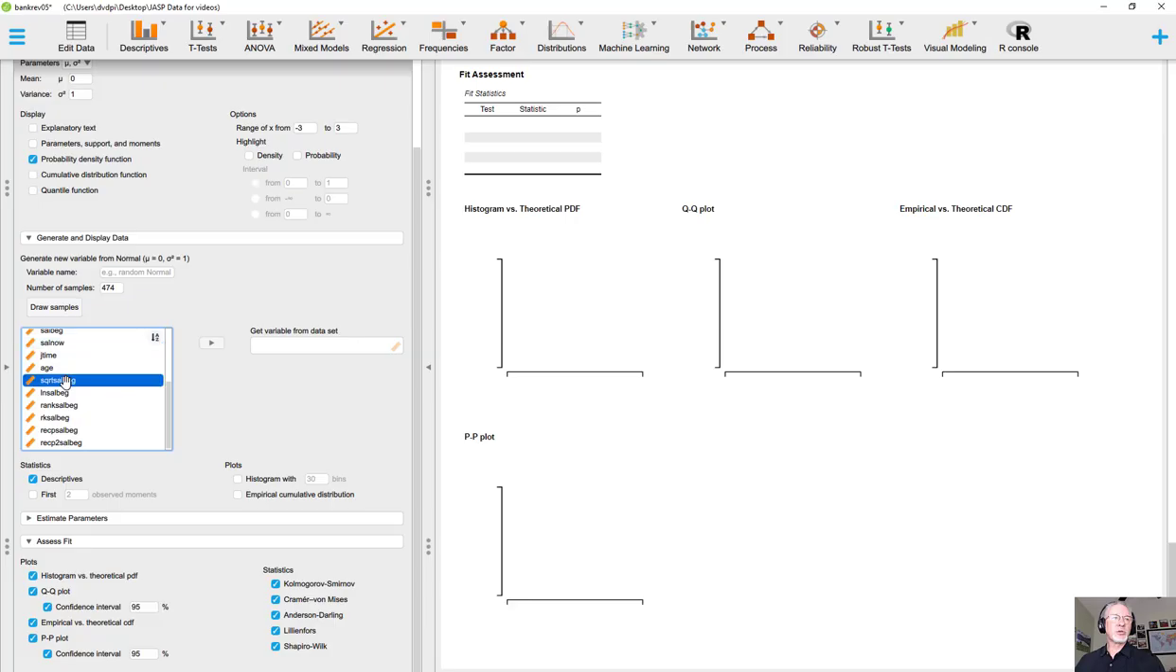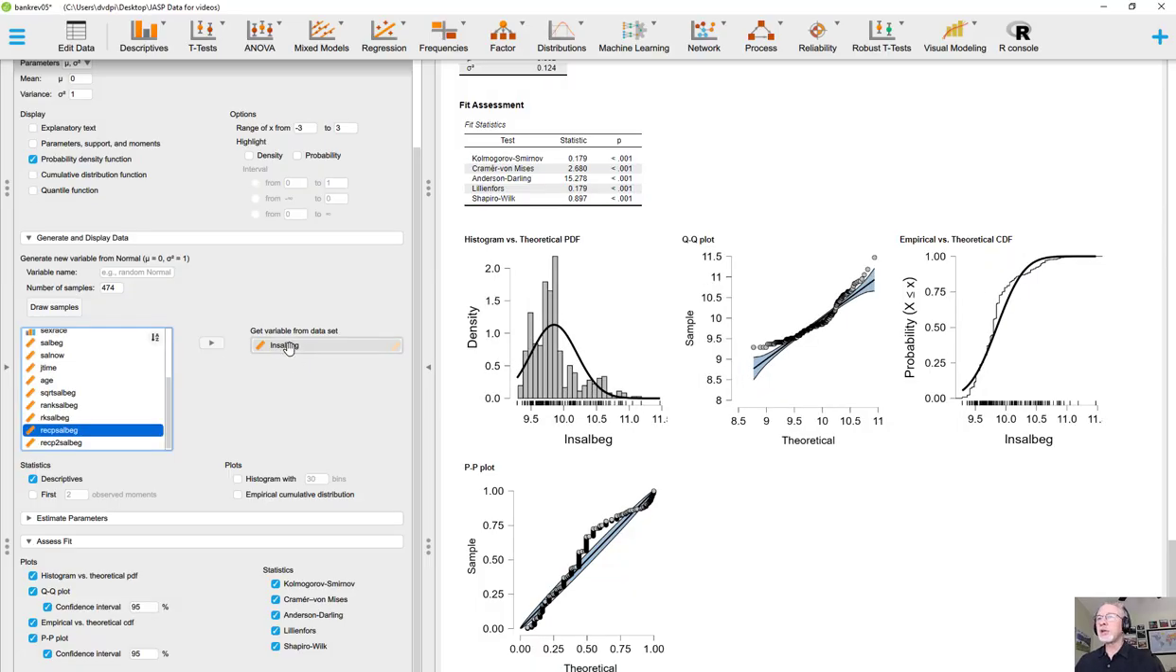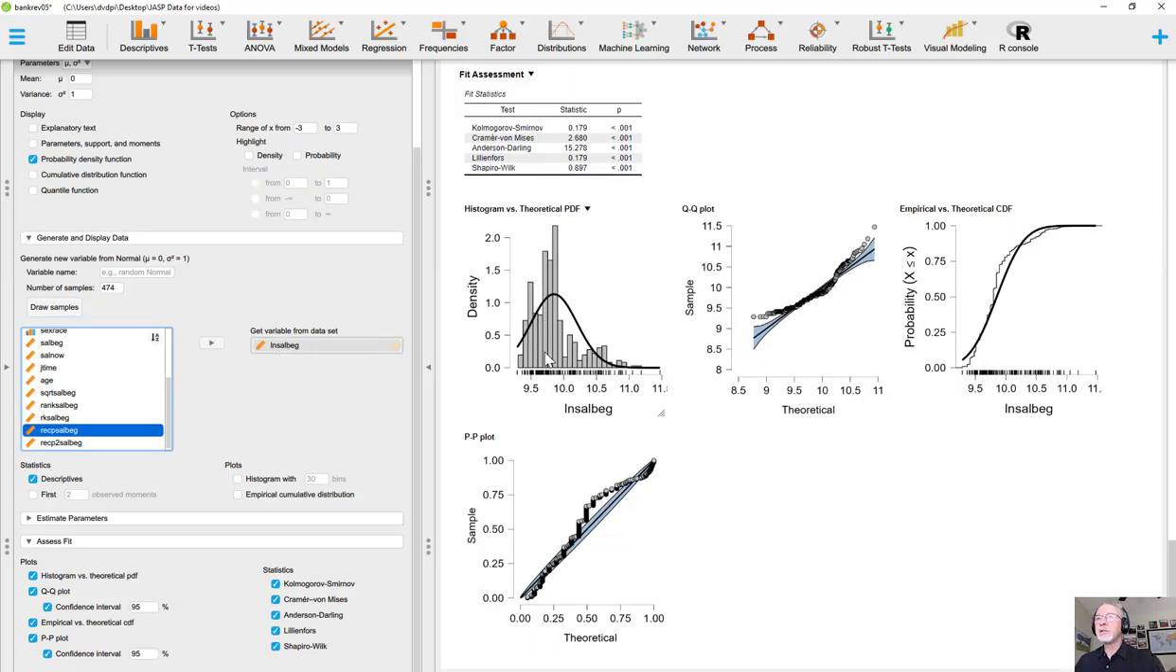Let's go to the square root transformation. And now things are getting better, but still are bad. The Anderson-Darling has gone from 39 to 26. All of these indices are still significant. So we're going to do the log, and here it is. And Anderson-Darling has gone down to 15.